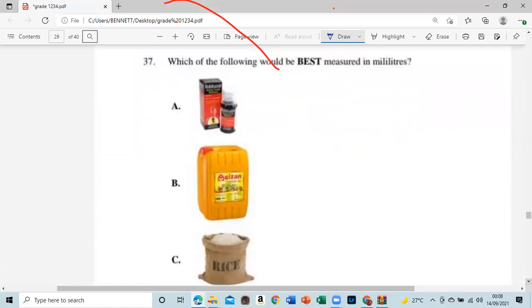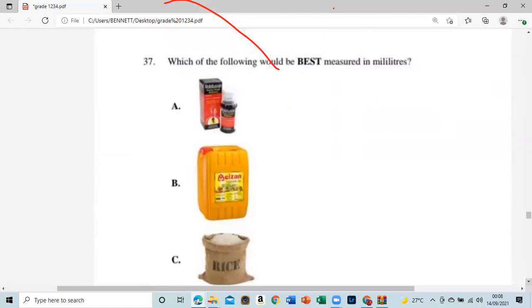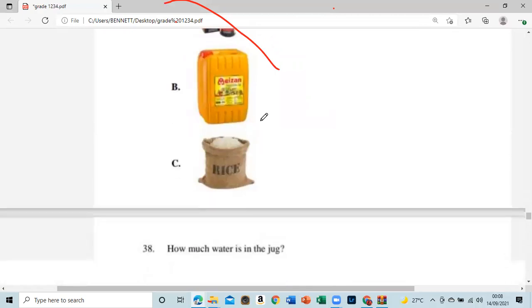Alright. Which of the following would best measure a milliliter? We'll go with the medicine something. And again, your teacher would have discussed this in class, milliliter and so forth.